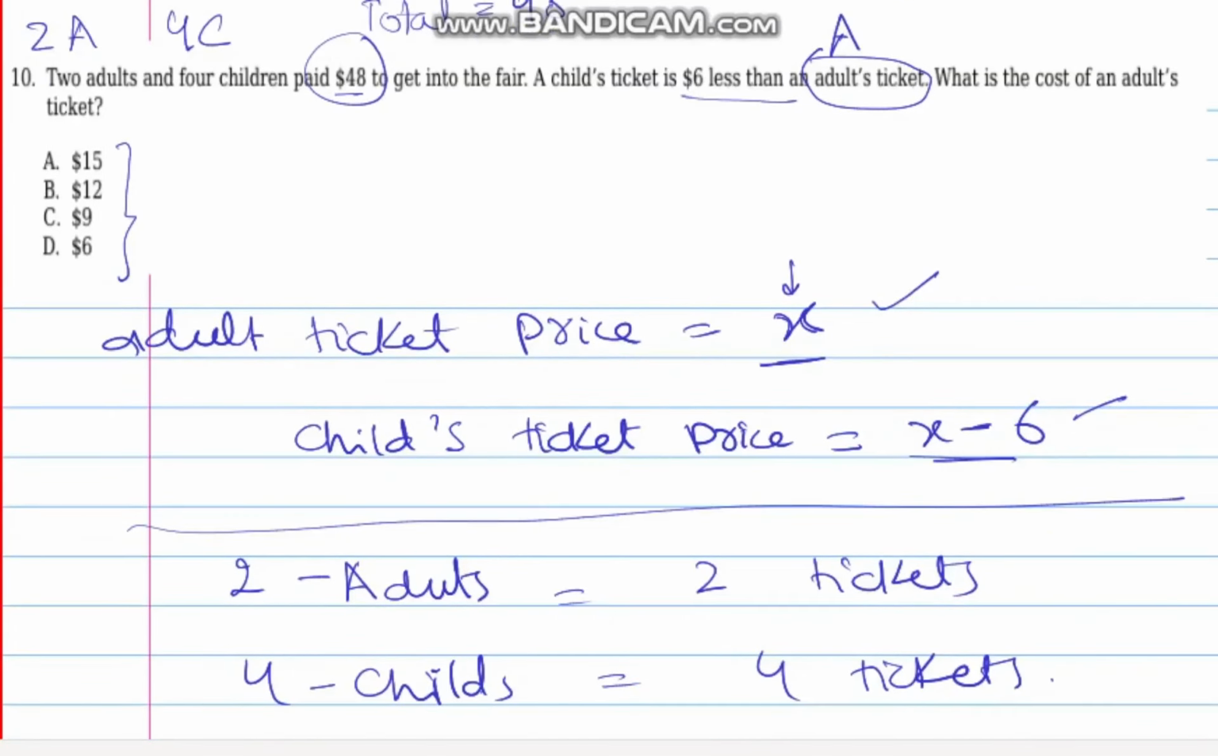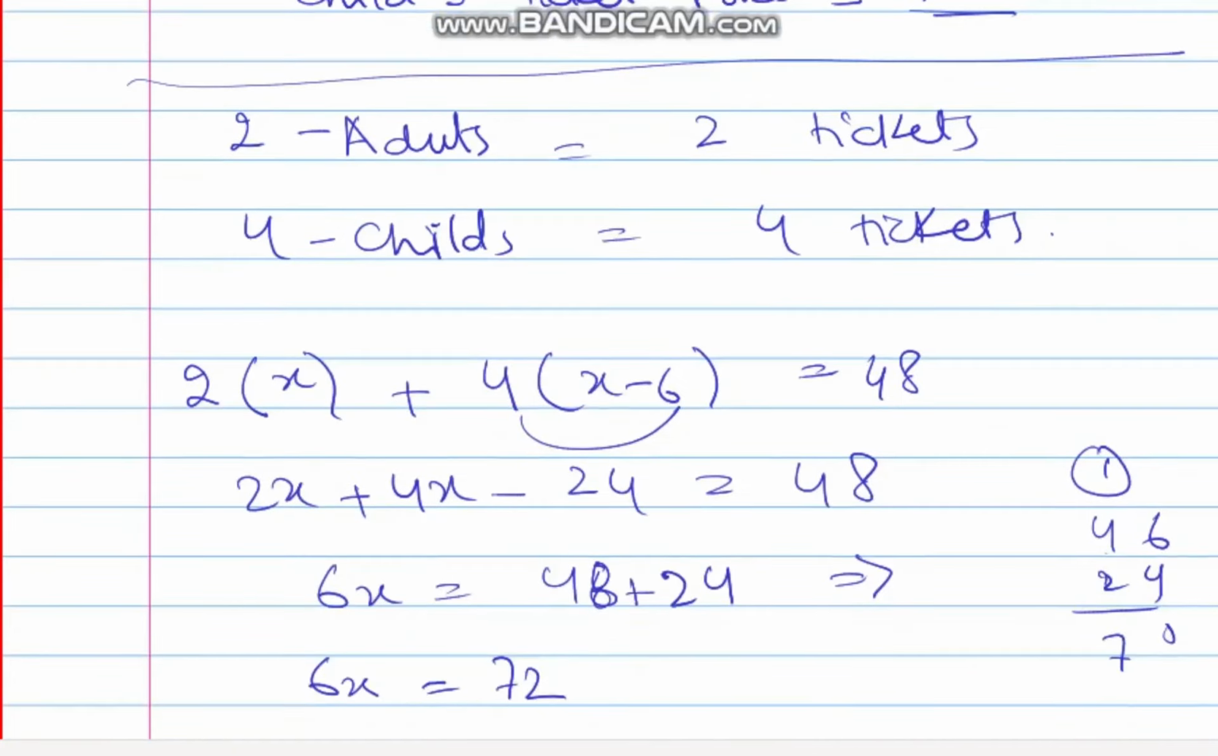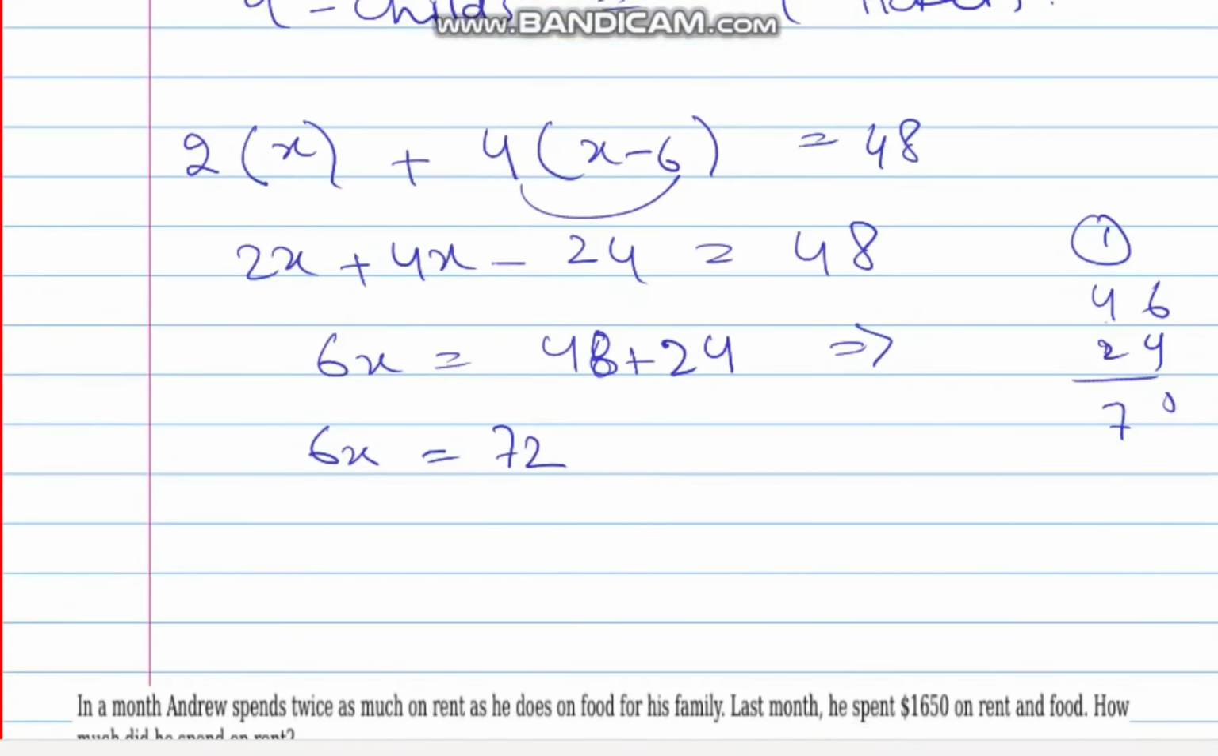Teacher, 72 is divisible by 6. So we can write it like 12. Okay, very good, this 12. Yes, very good. Basically, how can we do that? 72 divided by 6 is, let me write, 72 divided by 6.